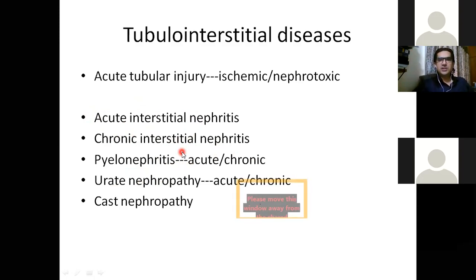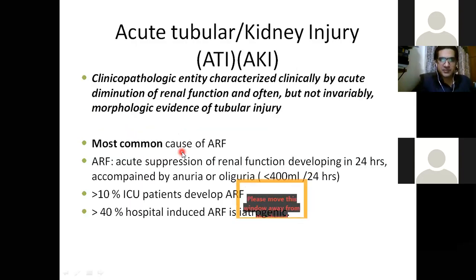So we start with acute tubular injury, right? And basically acute tubular injury, which is also called acute kidney injury, is the most common cause of acute renal failure, right? And what is acute renal failure? Acute renal failure is acute suppression of renal function that develops in a period of 24 hours, right? That is, if the patient develops oliguria or anuria in a period of 24 hours, then you will label that patient as acute renal failure. And one of the most common causes of acute renal failure is acute tubular injury, right?